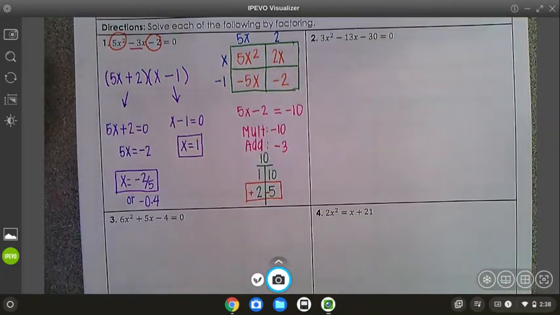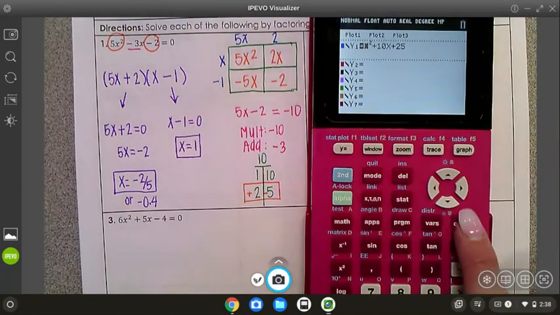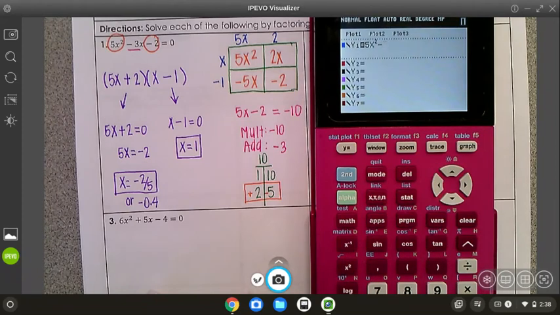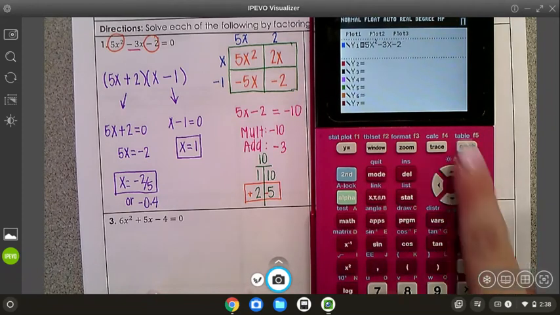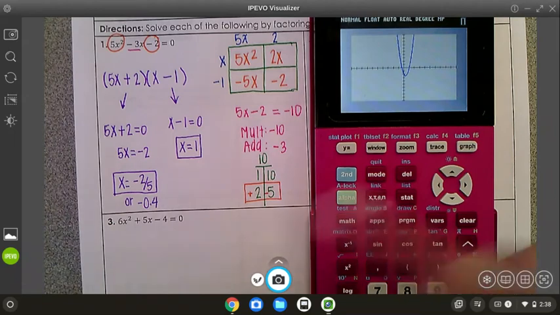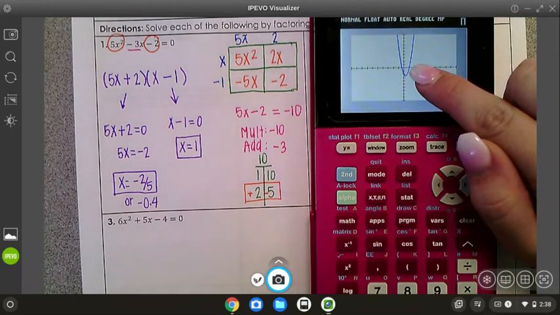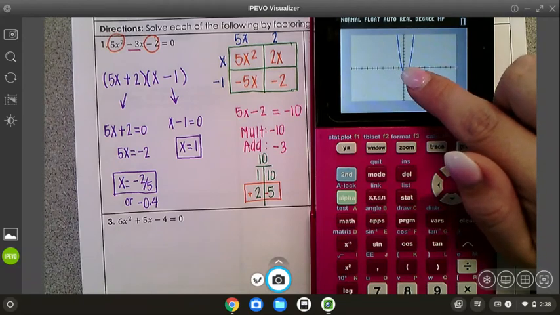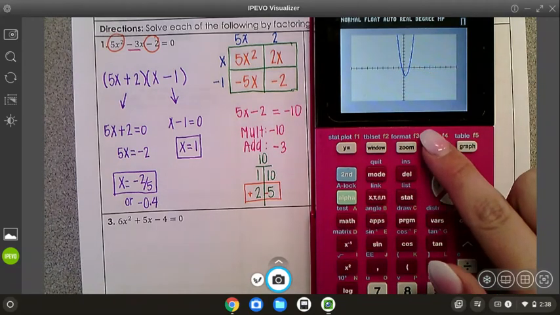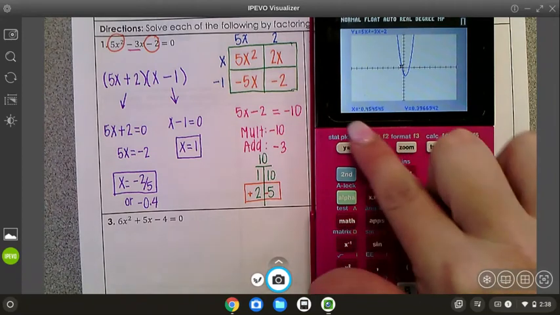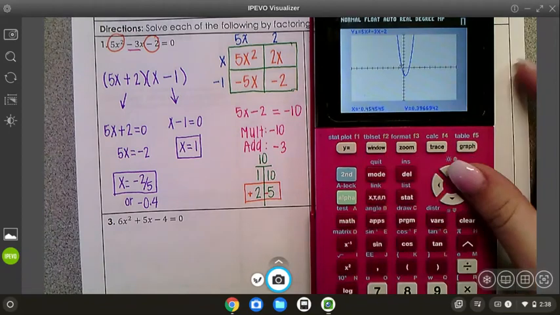Now let's look at this on the graph. 5x squared minus 3x minus 2. So it definitely crosses at 1, and it does cross somewhere between 0 and 1. I use my trace button. I can get pretty close. It's close to negative 0.4.